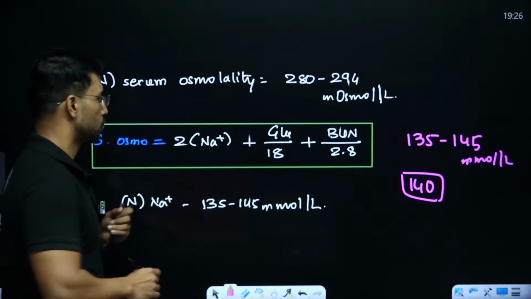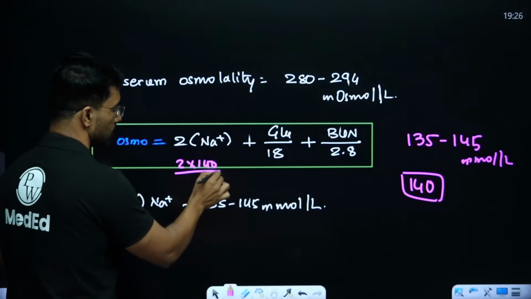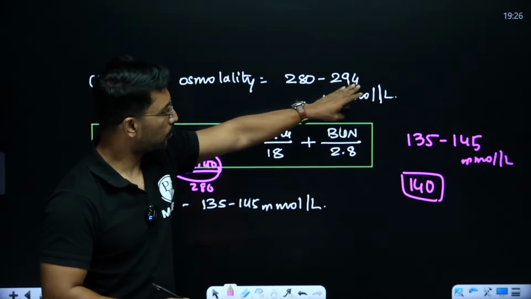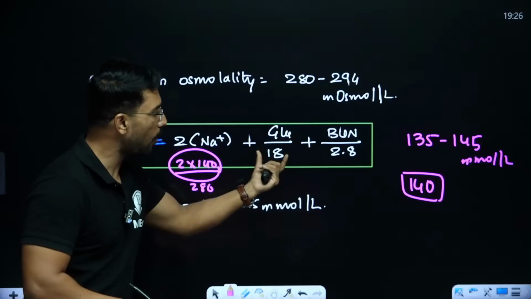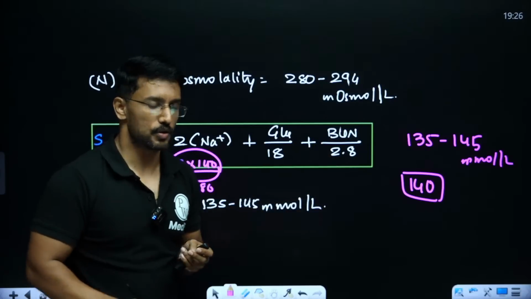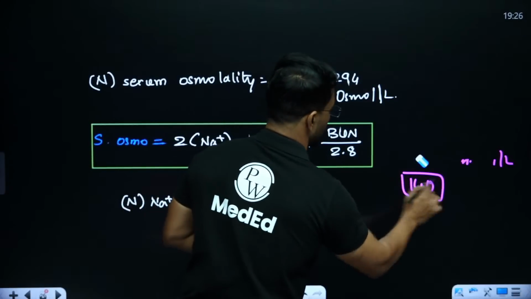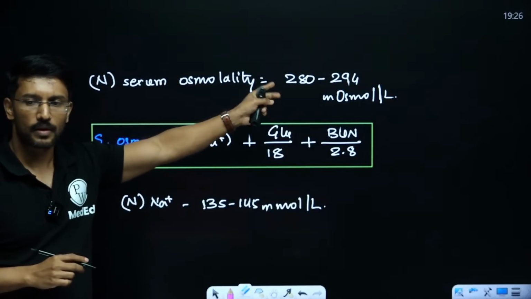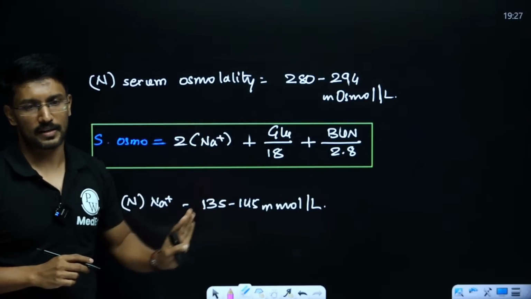2 into sodium, right? 2 into 140. How much is that? That is 280. So in the normal range of 280 to 294, 280 is already coming from sodium. So the amount of osmolality contributed by glucose and urea in physiological state is negligible. Sodium is the single most important determinant of serum osmolality. So if sodium value decreases, what should happen to serum osmolality? Should decrease. And if sodium value increases, serum osmolality should also increase.